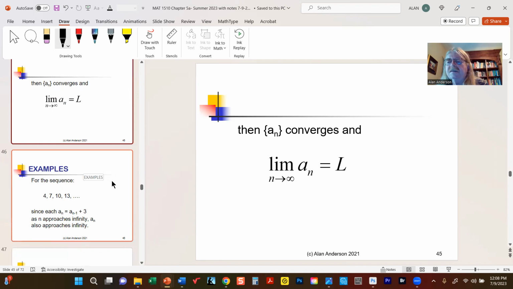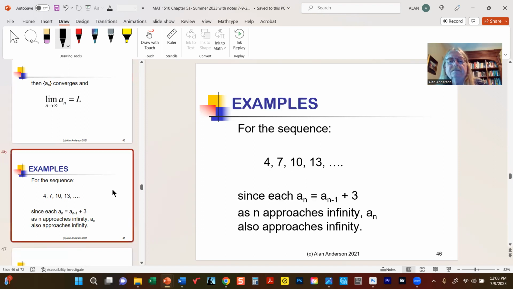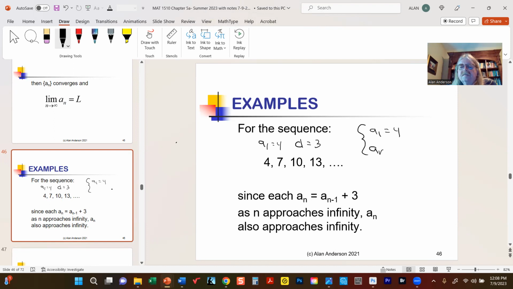All right, let's look at some examples. So here's our first sequence. It's clearly an arithmetic sequence where a_1 is 4 and the common difference is 3. Now we already know that we can write this in the following way. So what that means is this one is not converging because it's just continuing to grow forever.